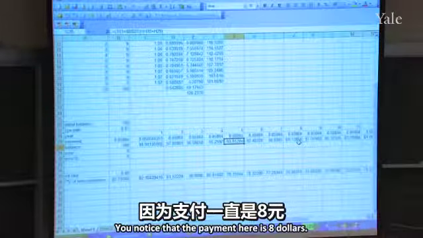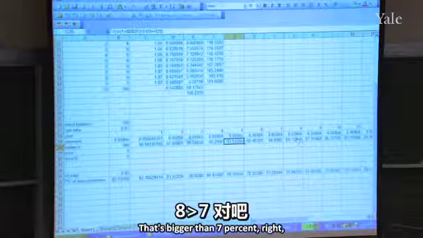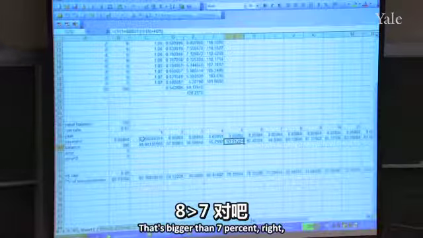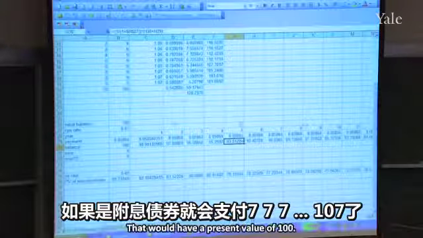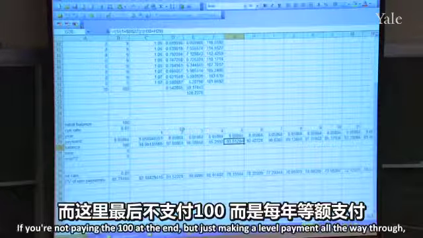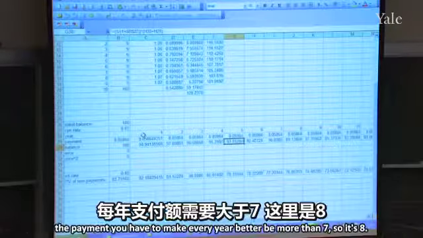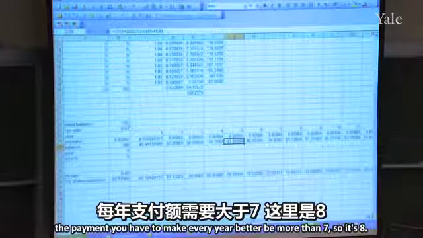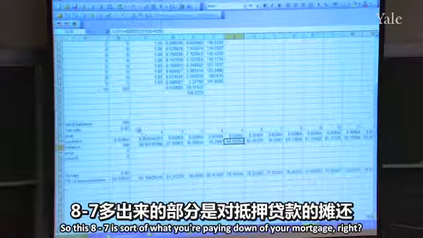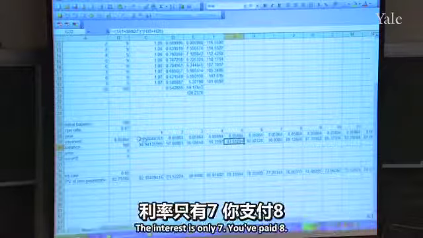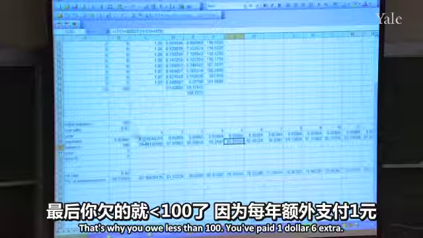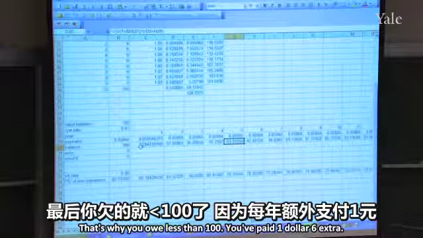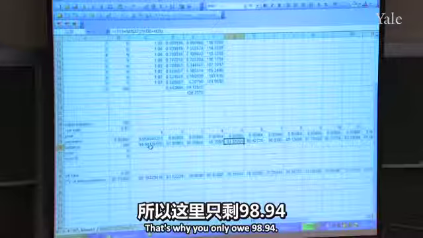You notice that the payment here is $8. That's bigger than 7%, right? Because if it's a coupon bond, you'd pay 7 all the way to the end and pay 107. That would have a present value of 100. If you're not paying the 100 at the end, but just making a level payment all the way through, the payment you have to make every year better be more than 7, so it's 8. So this 8 minus 7 is sort of what you're paying down of your mortgage, right? The interest is only 7. You've paid 8. That's why you owe less than 100. You've paid $1.06 extra. That's why you only owe 98.94.